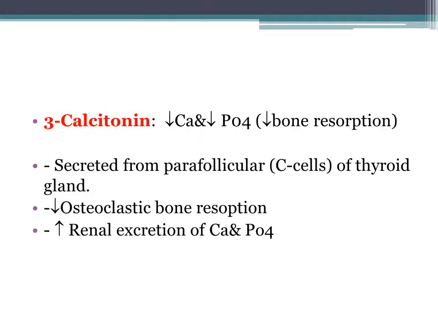The third most important is calcitonin. It maintains calcium level within a normal range by decreasing the calcium, by decreasing the osteoclastic bone resorption and increasing renal excretion. On phosphorus, it decreases the phosphorus level in blood by increasing the renal excretion of phosphorus. One can ask me, where is the calcitonin hormone secreted from? It is secreted from the thyroid gland, from the parafollicular cells or C cells of the thyroid gland.